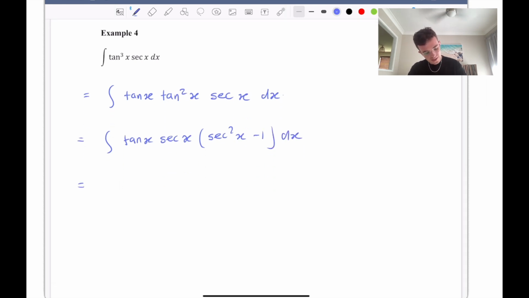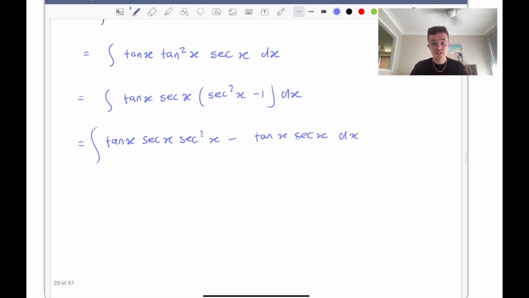So if we expand that, we're going to get the integral of tan x sec x sec squared x minus tan x sec x dx. Now that's actually very, very easy to integrate. We're going to do the first part of the integral using the reverse chain rule. So sec squared x, well, if you differentiate sec x, you actually get tan x sec x. So the differentiation, if we wrote it like this, is actually outside the brackets.